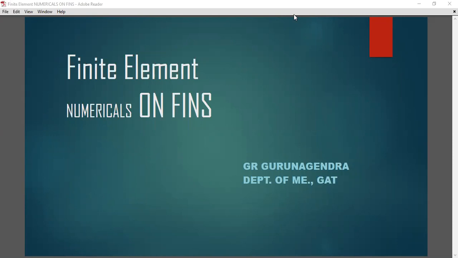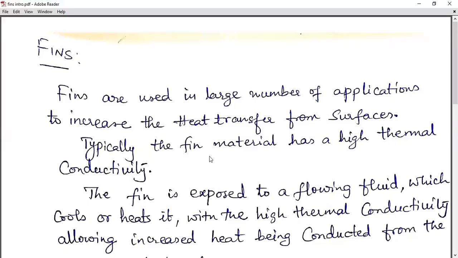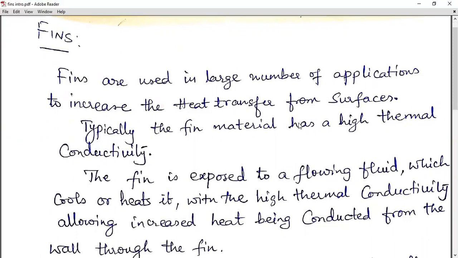Let us go to the introduction of fins. So you're all aware fins are extended surfaces widely used to increase the heat transfer effect. I hope you have seen most of the IC engines, which have these air cooling systems with fins attached to them. Fins are used in a large number of applications to increase the heat transfer from surfaces. Typically, the fin material has a high thermal conductivity.